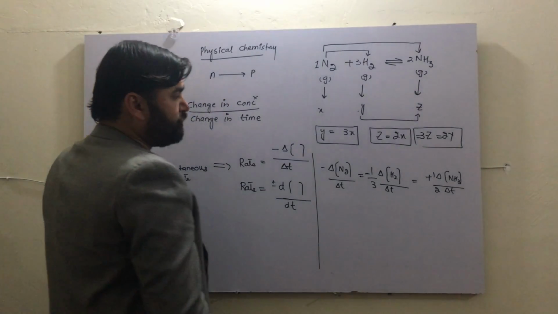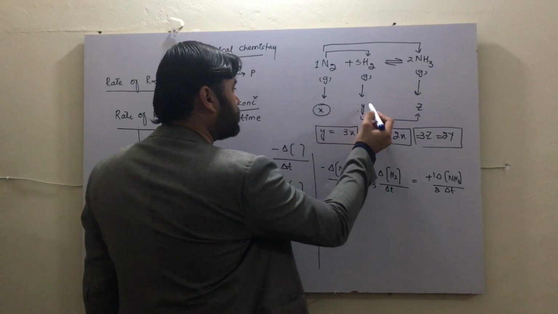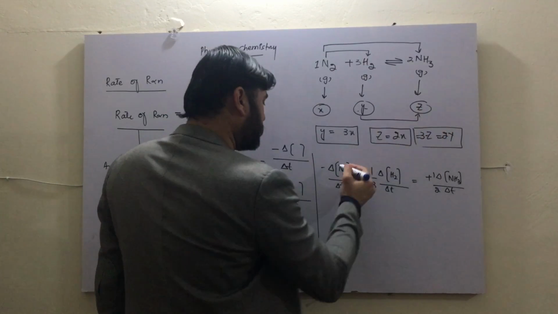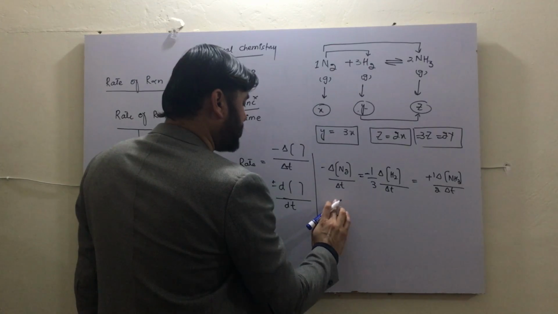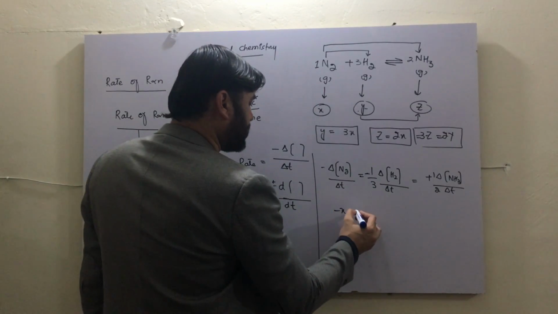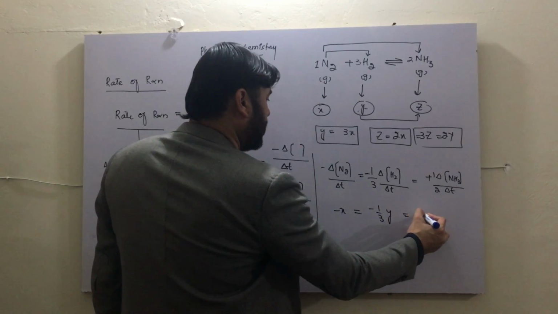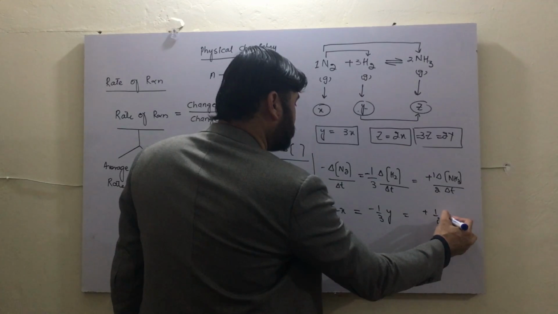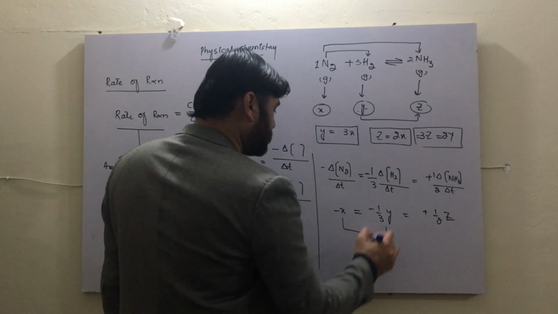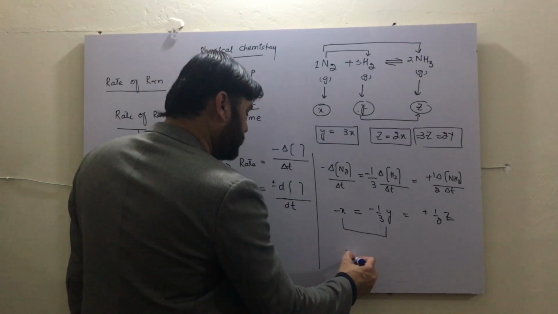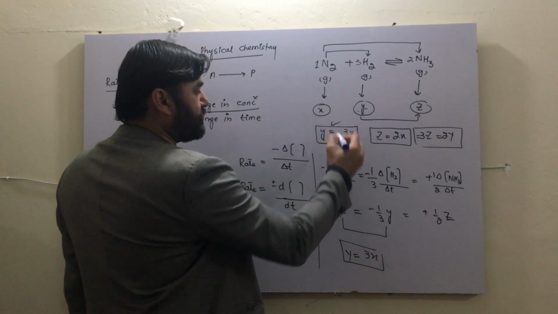Suppose in place of N2 and H2, we just place X, Y and Z. This reaction will be: 1/x times negative delta x is equal to -1/3 times y, and plus 1/2 times z. If you compare these two, then y will be equal to 3x. This is our answer.